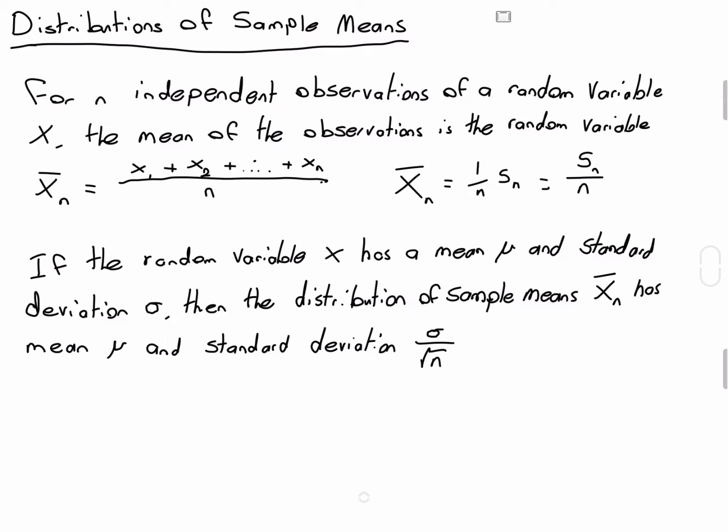Let's also look at the standard deviation. If the random variable x has a mean and a standard deviation, then the distribution of sample means has the mean being exactly the same, and the standard deviation divided by the square root of the number of samples that were taken. Let's look at an example here. What I want you to do is pause the video and get this written down. Once you've got that written down, continue, and we'll see you in half a moment.